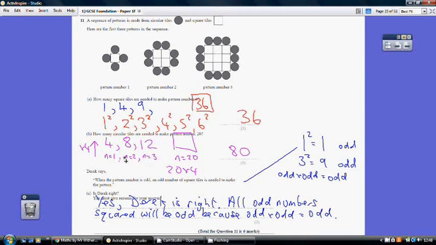So how do we go from the pattern number to the number of circles? Well, we're just multiplying by 4. So pattern number 20 is going to have 20 times 4 equals 80 circles.